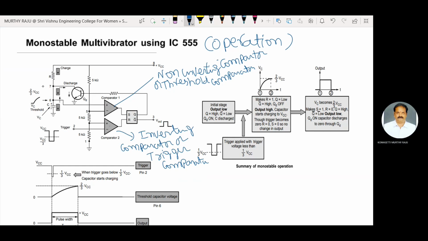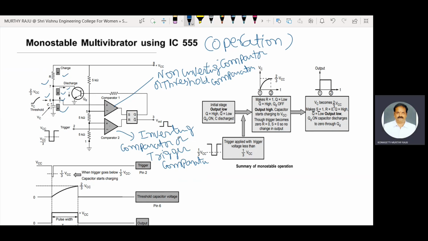Here the 7th pin and the 6th pin are shorted. The capacitor is connected between the 6th pin and ground. The resistor is connected between VCC and the 7th pin or 6th pin; both are shorted. The solid line indicates charging of the capacitor, and the dashed line indicates discharging of the capacitor.